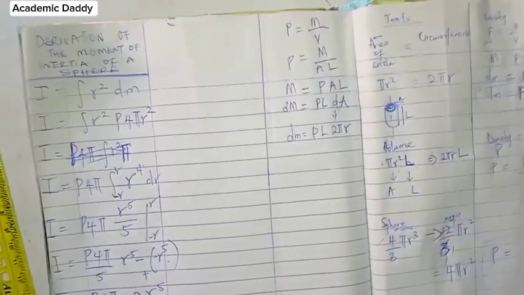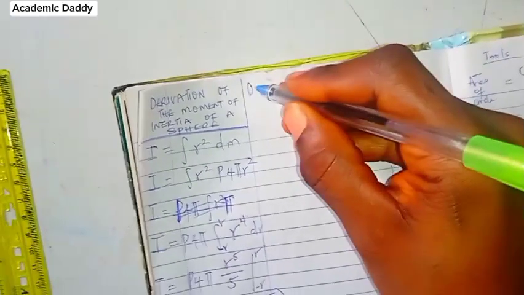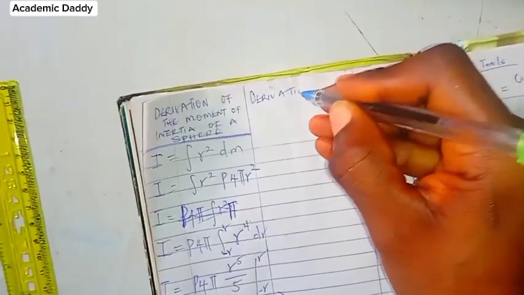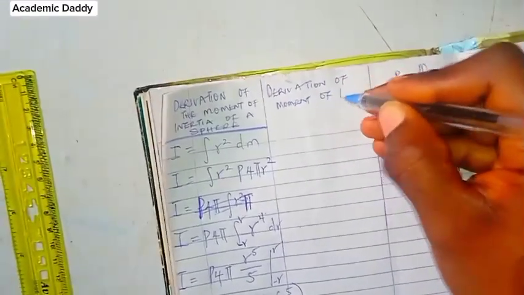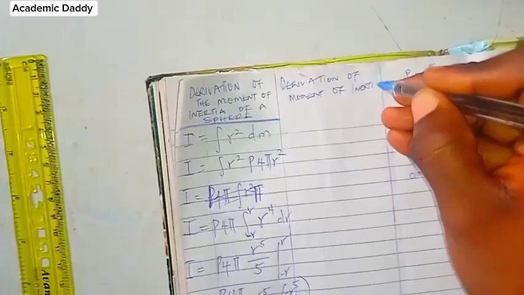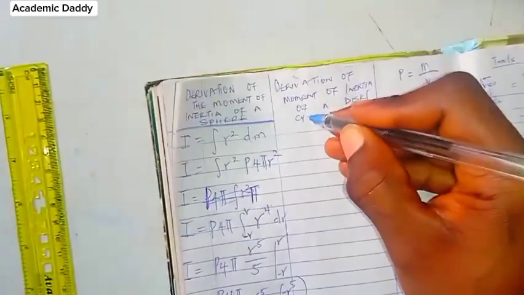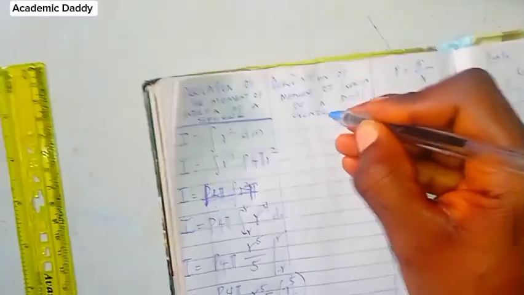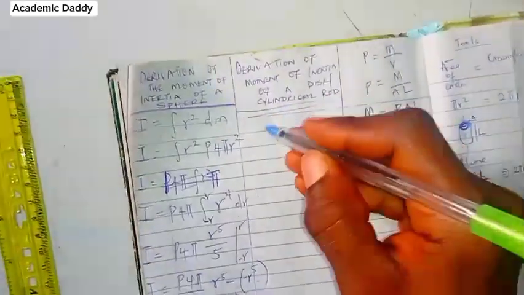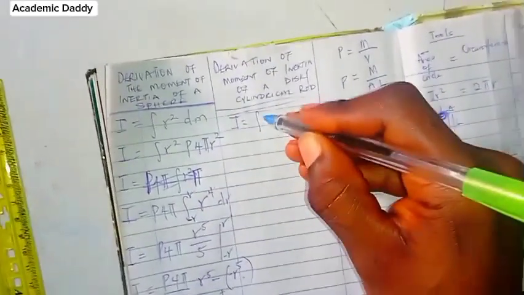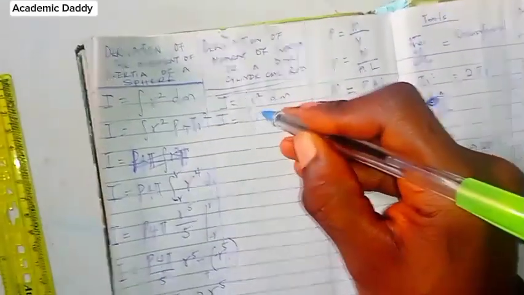So let's now carry it to integration, to moment of inertia. Derivation of moment of inertia of a disc or cylindrical rod. That's what we are doing. So you now see that moment of inertia is equal to the integral of r squared dm. So inertia will be equal to the integral of r squared.